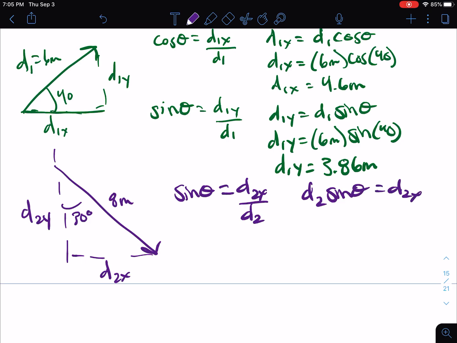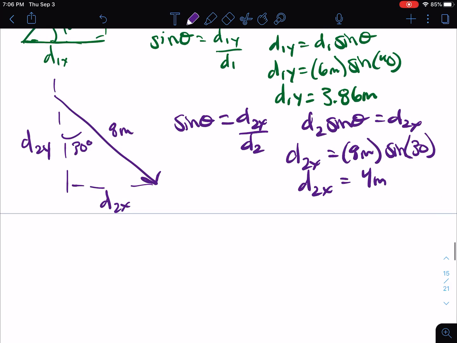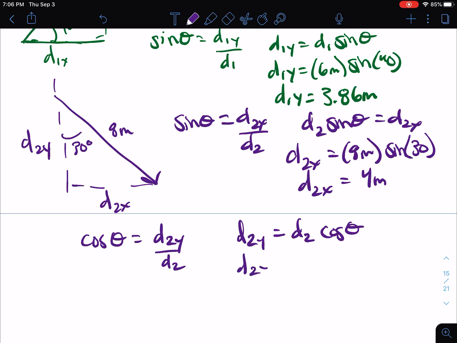I just multiplied D2 times both sides. So plugging in our numbers, we get D2x is equal to D2, which is 8 meters, times the sine of 30, which is 4 meters. And then doing the same thing for D2y, we get cosine of the angle is D2y over D2. D2y is D2 times the cosine of the angle. Plugging in our numbers, D2y equals 8 meters times the cosine of 30 degrees. We get D2y is equal to 6.93 meters.